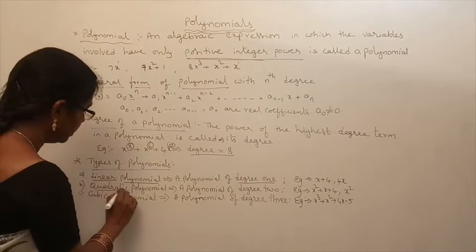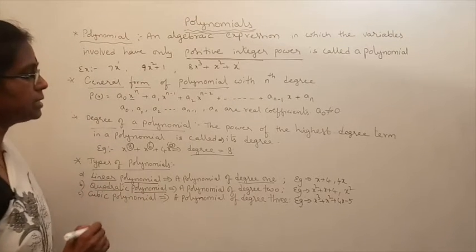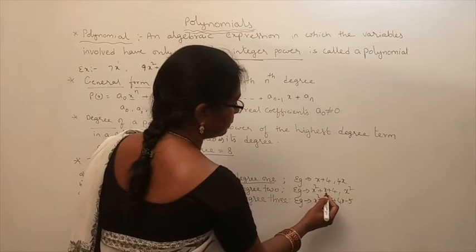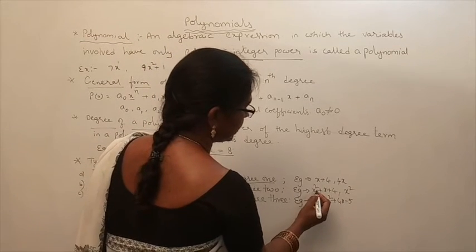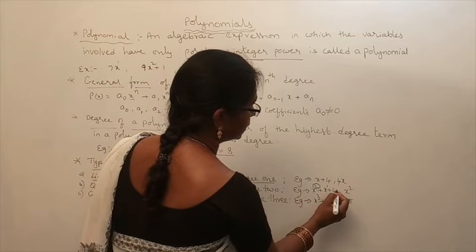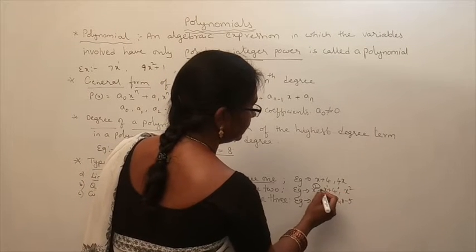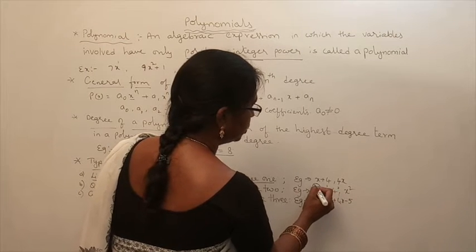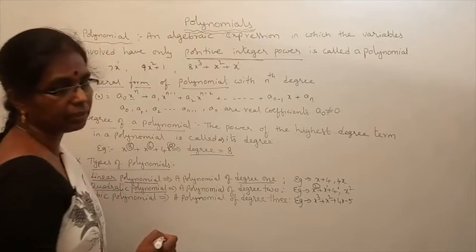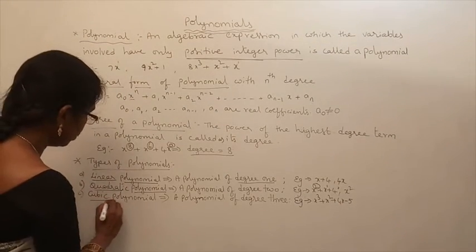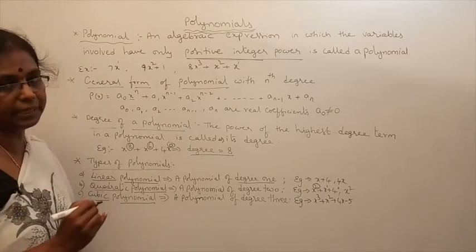Quadratic polynomial. Quadratic polynomial means the degree must be 2. Example: x square plus x plus 4. Here x square means power 2, x means 1, 4 means 0. Then what is the highest power? 2. So the degree of this polynomial is 2. Then we call this a quadratic polynomial.